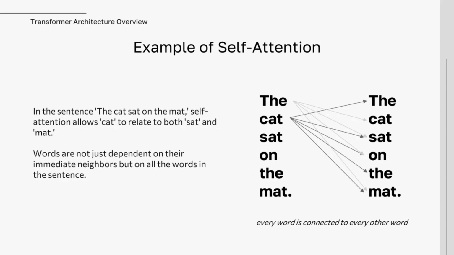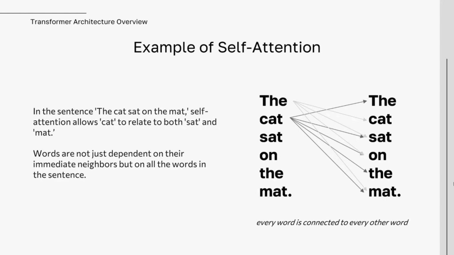Take the sentence, "The cat sat on," as shown in the diagram. In a traditional model, the word cat might primarily rely on the immediate word sat. But in reality, to fully understand the sentence, cat also needs to consider the other words of the sentence, which are on, the, and mat. Self-attention makes this possible by allowing each word to look at all the other words in the sentence.